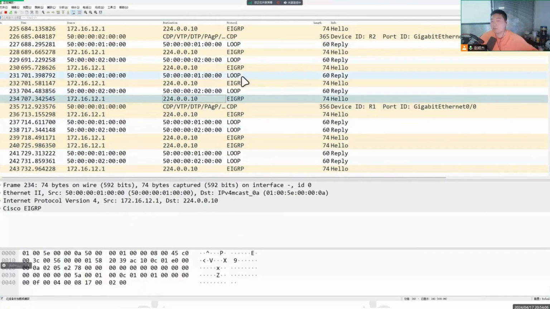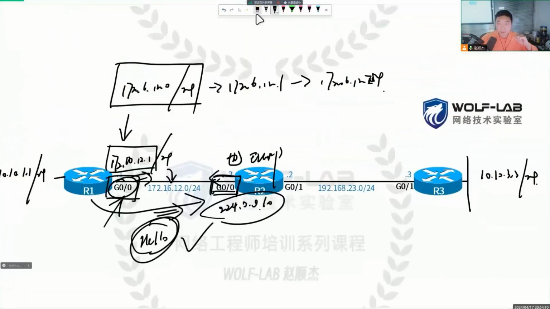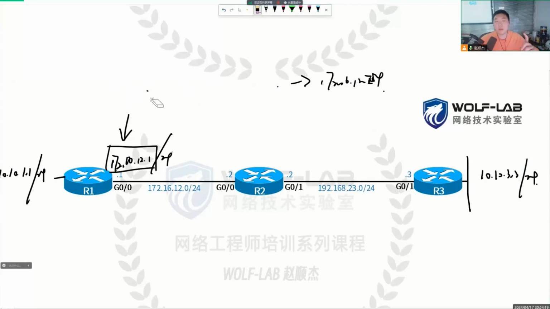Our EIGRP database table is called the topology table. Of course, this is a name. The second table is called the topology table, also known as the database table. This is the database table, just the name is called the topology table. It stores the EIGRP database entries.